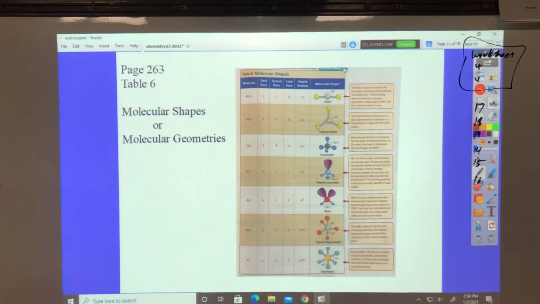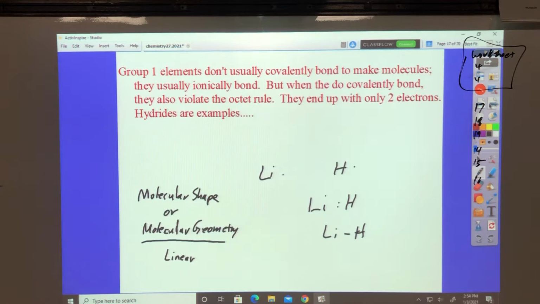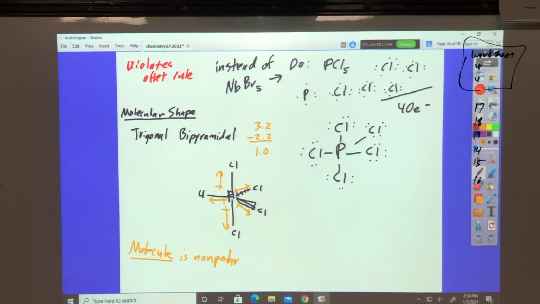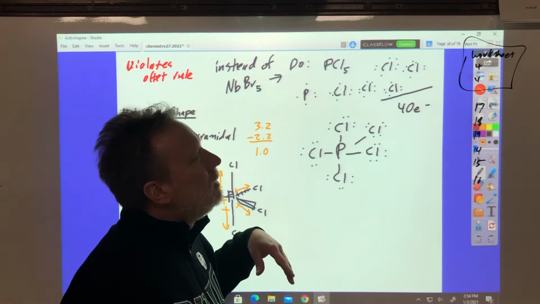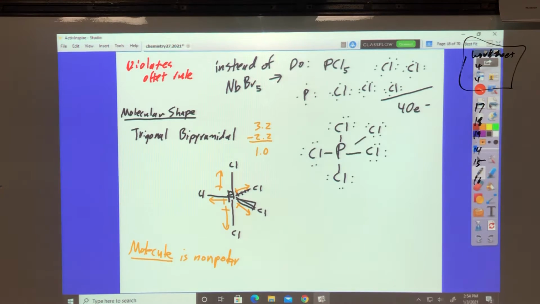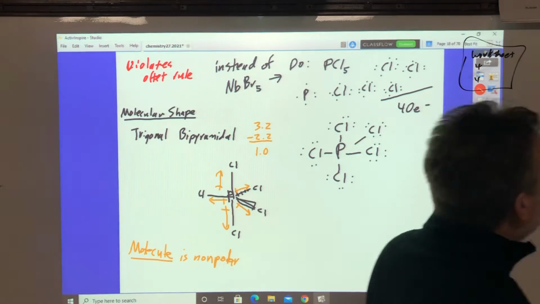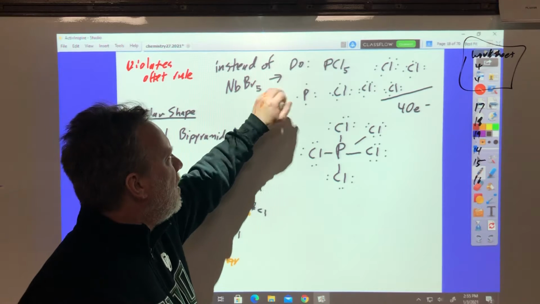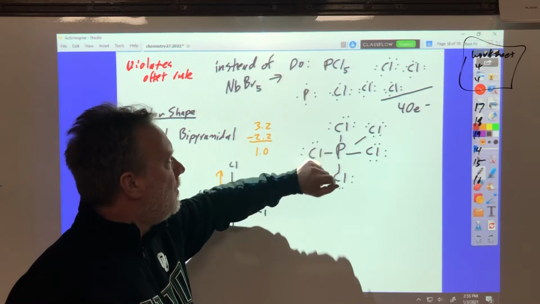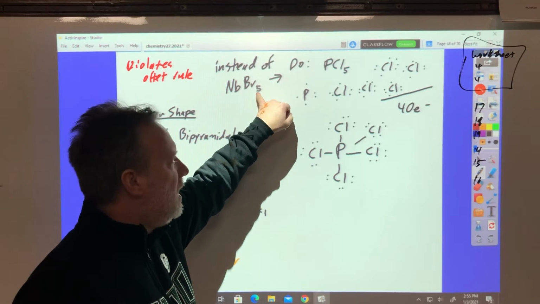And this is NbBr5, I think. We're not going to do that one. This is maybe SF6. NbBr5. We are going to use PCl5 instead, phosphorus pentachloride. Nb's not even in that family. So we did phosphorus pentachloride instead of NbBr5. That would be niobium pentabromide, I think.